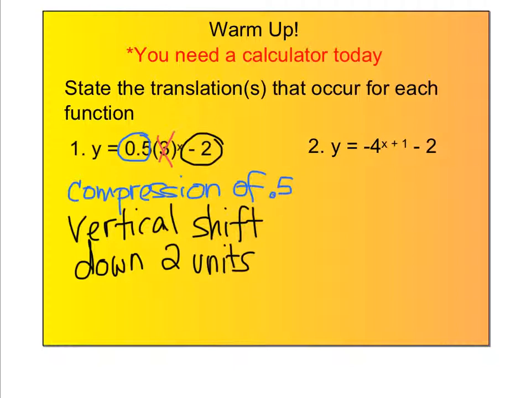Number 2, this time, the number we ignore is the 4. We can't ignore the negative part of it, but just the 4. So we have to identify what the minus does, what the +1 does here, and what this -2 does here. So the minus sign, remember, that means it's a reflection, and it's over the x-axis.